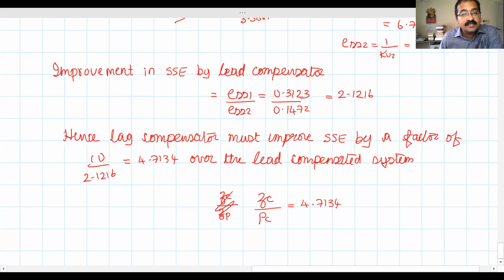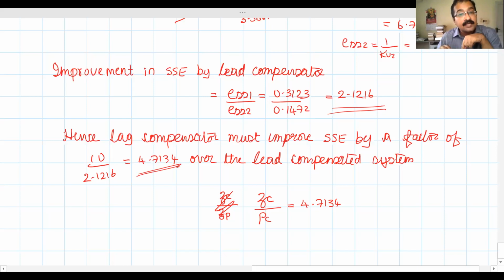Did you understand what I said? The original question was to improve the steady state error by 10 times, a 10-fold improvement. When you just inserted a lead compensator, the improvement was 2.12 times. So how much more do we need? 10 divided by 2.1216. By that factor, we have to have an additional improvement. So that means additionally there must be an improvement of 4.7134 times.